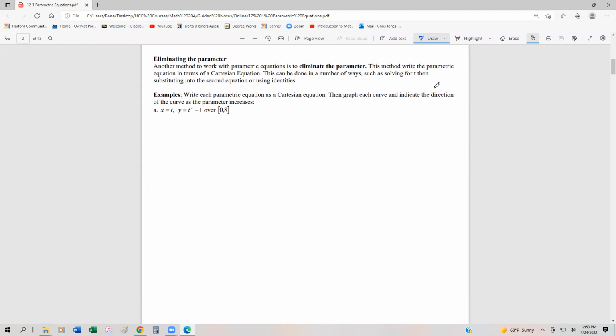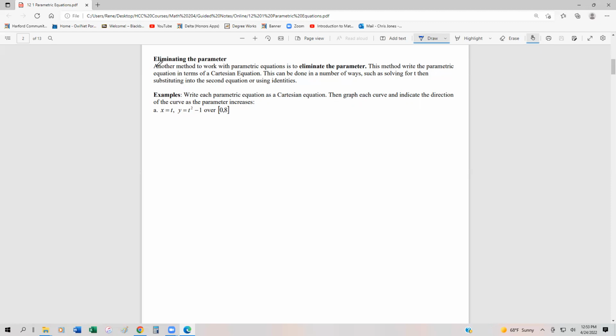But there are other algebraic ways we're going to see to eliminate the parameter. So what we're going to do is convert each parametric to a Cartesian, and then graph the curve and indicate the orientation as the parameter increases.